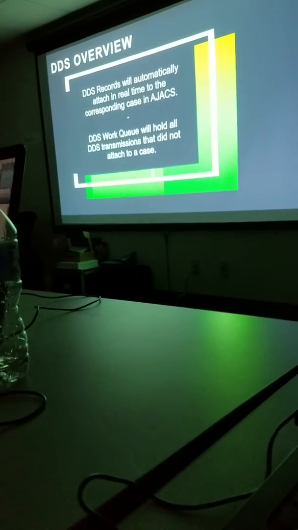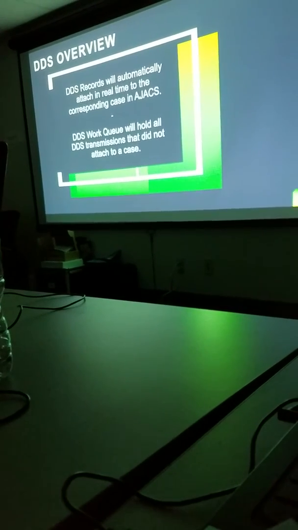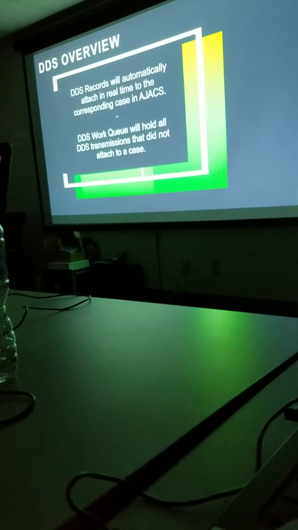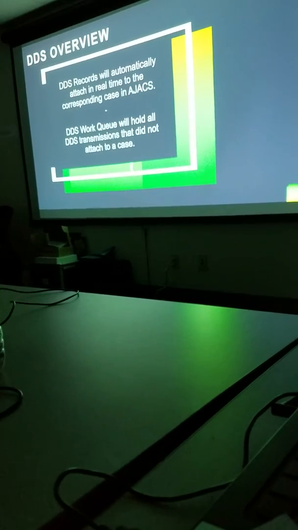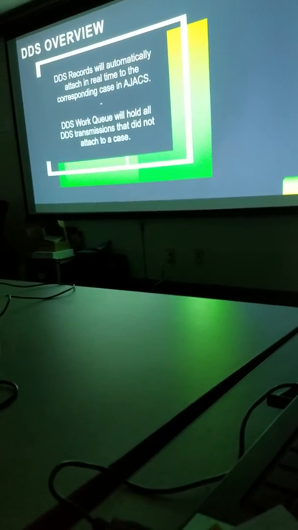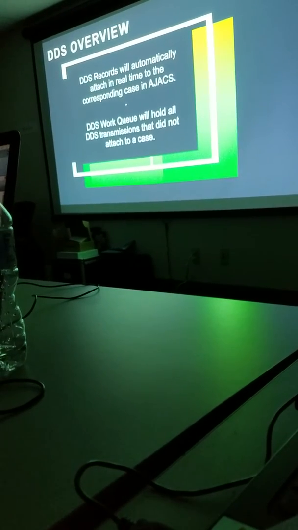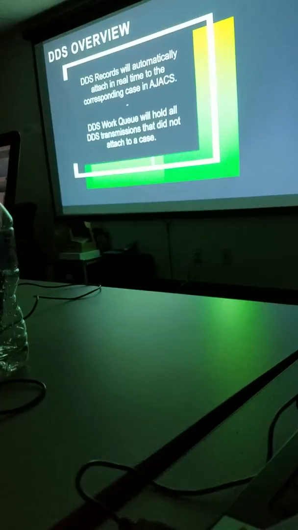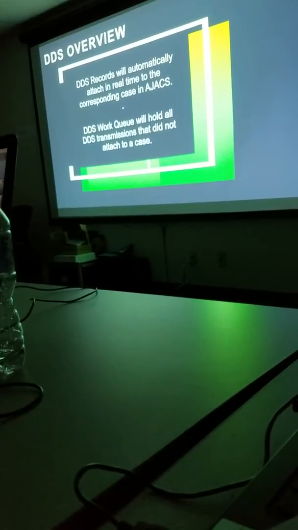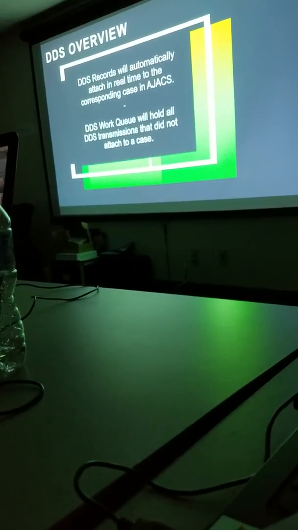Right now, you have that DDS report that you run. So if there's any type of error, it's not letting that completion or that disposition come through on its own. That's the same in Aztec. So in Ajax, it's all going to fall into a queue. The queue will hold the cases that you will have to work in order for that transmission to attach electronically or automatically.